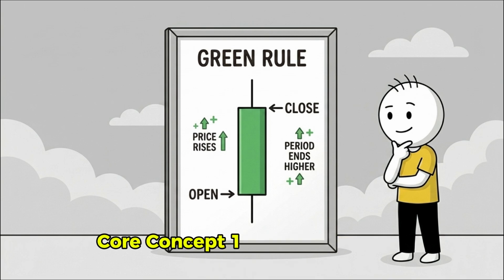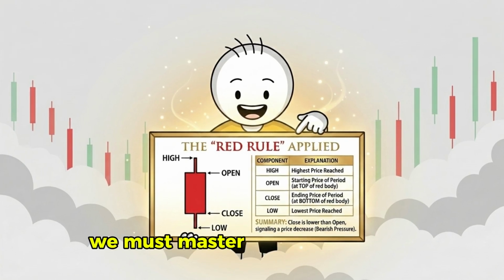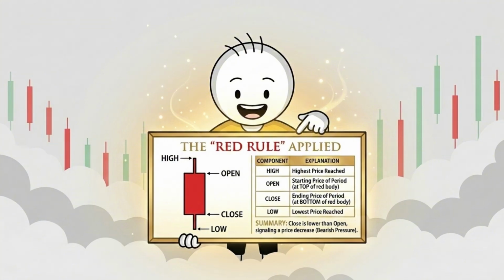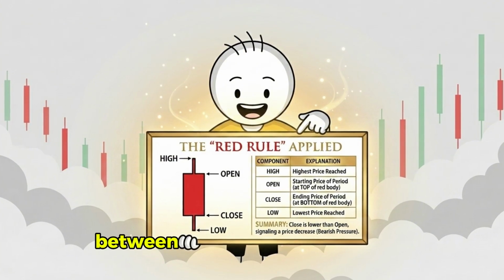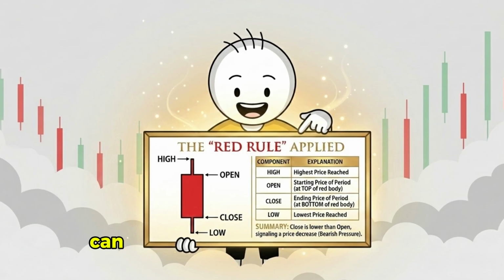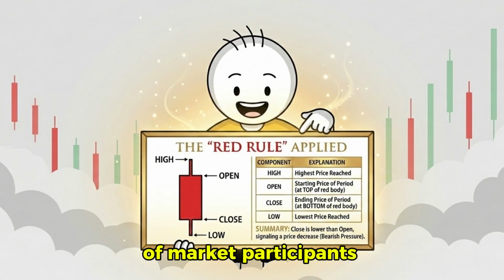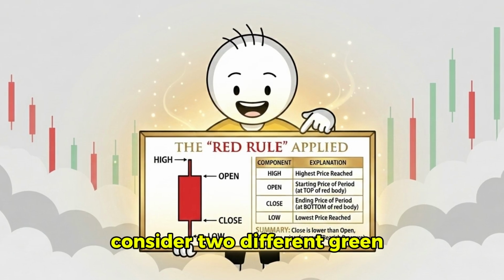Core Concept 1. Big body versus small body. Before we explore specific patterns, we must master a few underlying concepts. The first concept is the comparison between a big body and a small body. The physical size of a candle's body can tell you an incredible amount about the relative strength or weakness of market participants. Consider 2 different green candles.